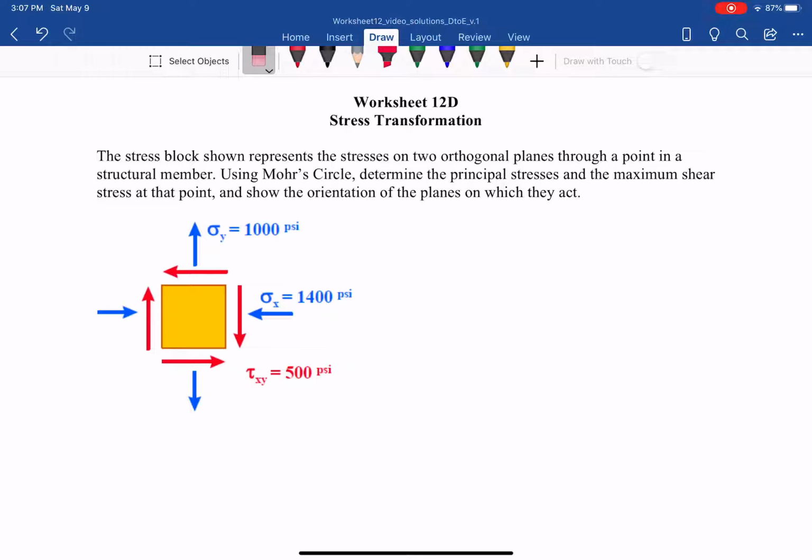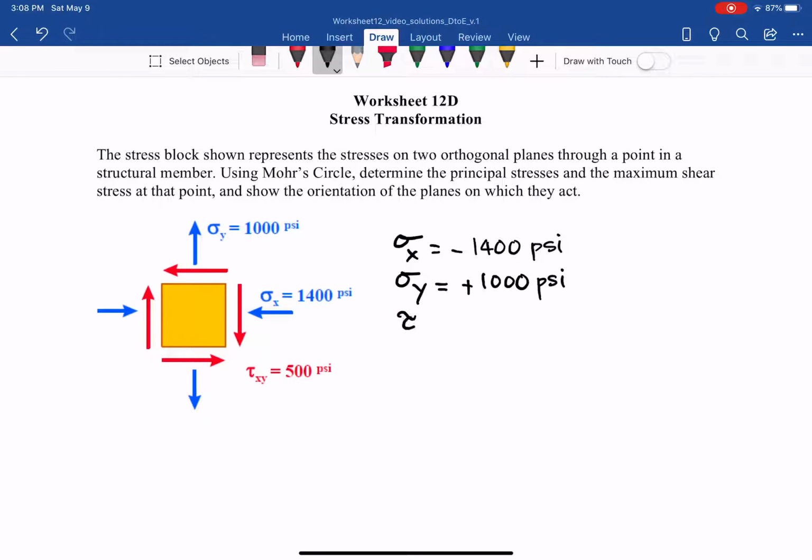We apply the equation directly. Then we have sigma x in this case equal to negative 1400 psi, sigma y equal to plus 1000 psi, and tau xy equal to negative 500 psi. So let me write down here, whenever you use the equation, we have that.